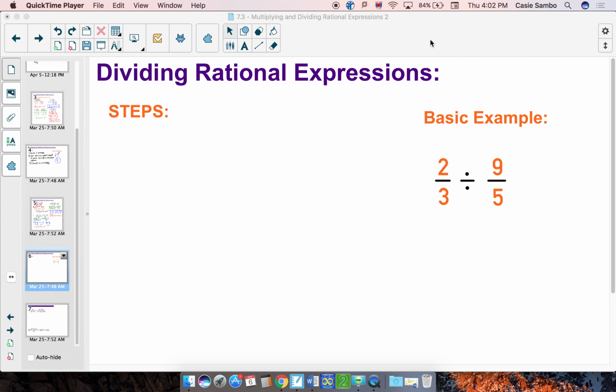Third and final video of the day. It is dividing rational expressions. So on the third tab, next to the circle number 3, you need to write dividing rational expressions.